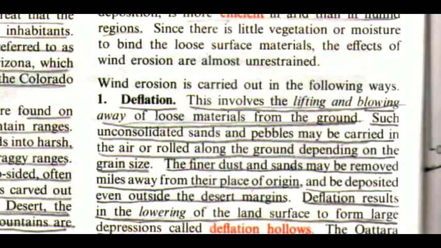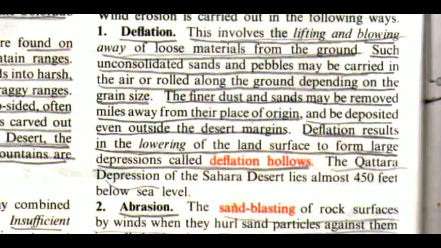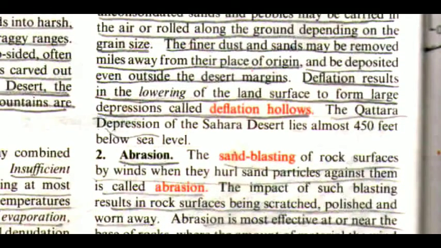The first one is deflation. This involves the lifting and blowing away of loose materials from the ground. Such unconsolidated sands and pebbles may be carried in the air or rolled along the ground depending on the grain size. The finer dust and sands may be removed miles away from their place of origin and be deposited even outside the desert margins. Deflation results in the lowering of the land surface to form large depressions called deflation hollows. The Qattara Depression of the Sahara Desert lies almost 450 feet below sea level.